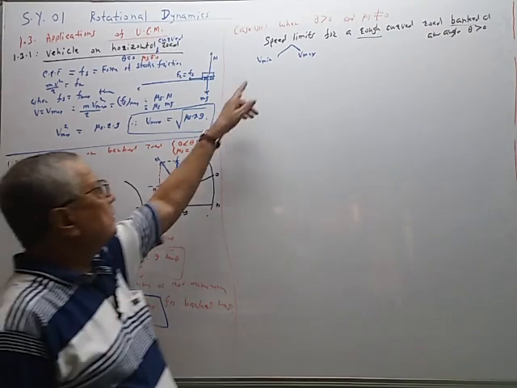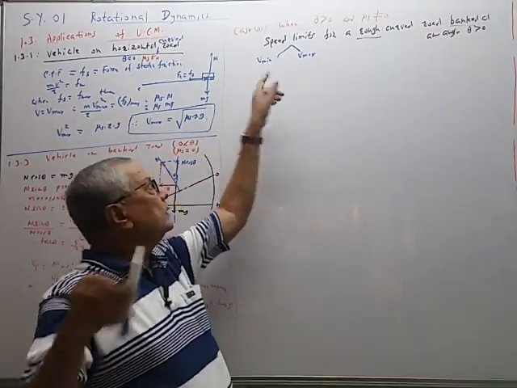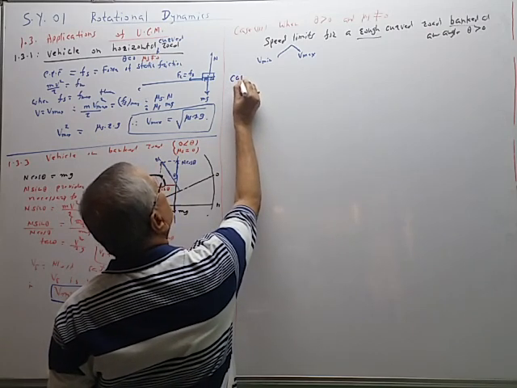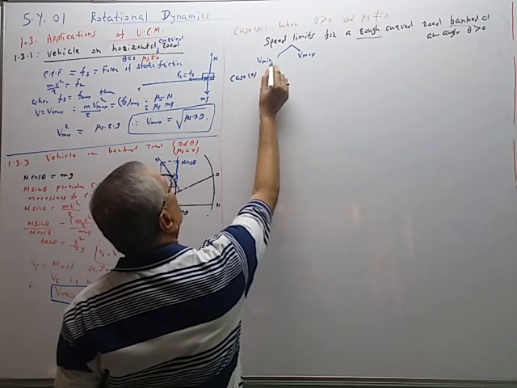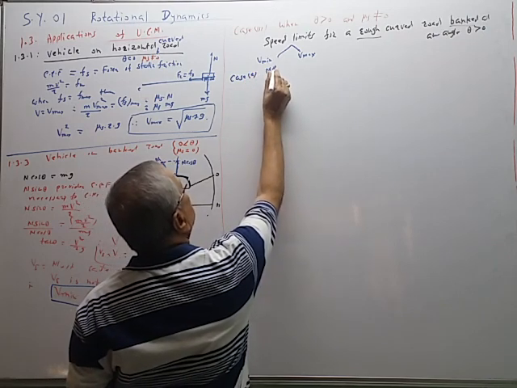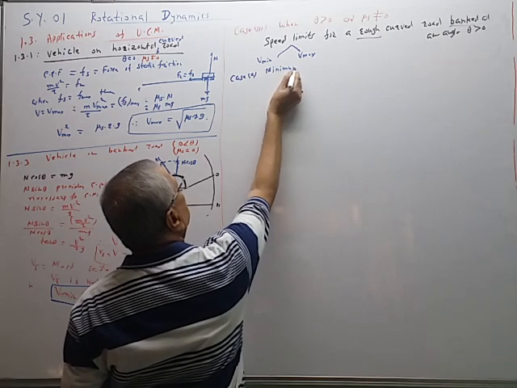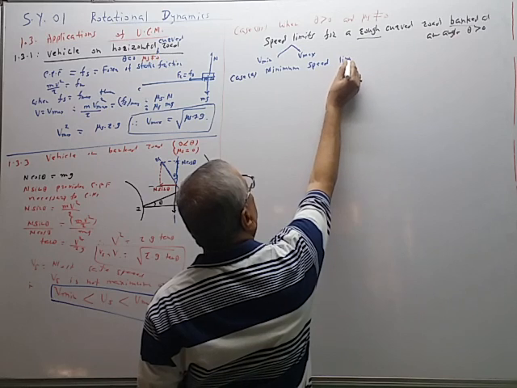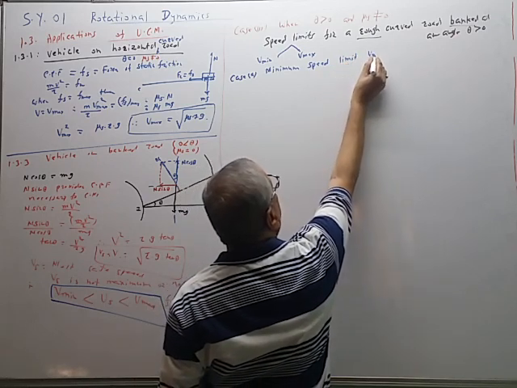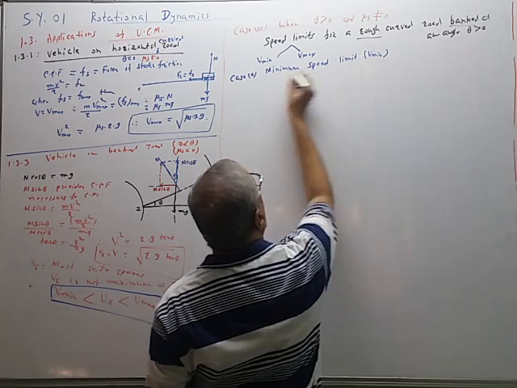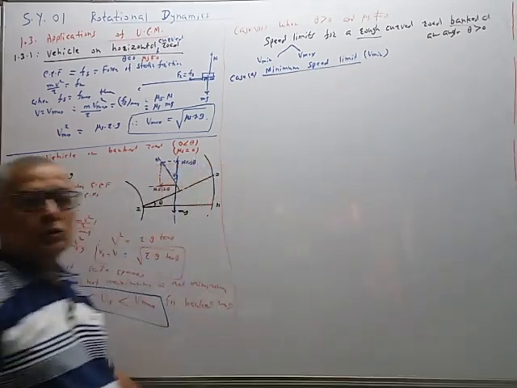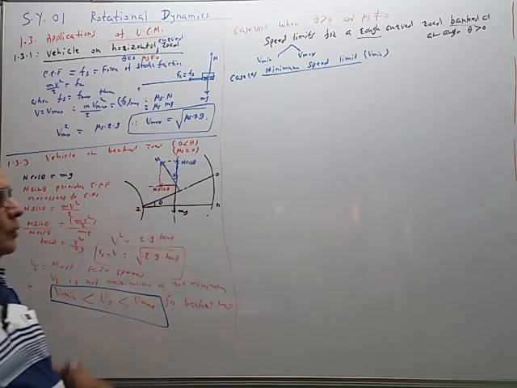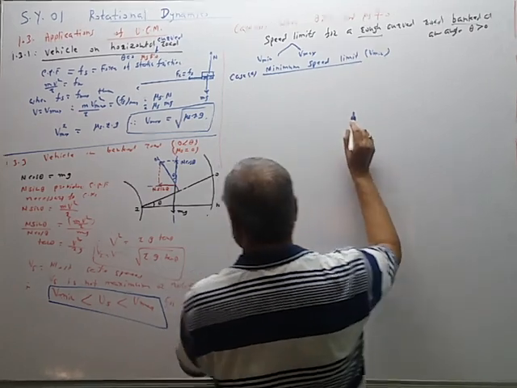So what to consider in this case? Case E. Minimum speed limit, V minimum. So the road is banked, so we will repeat this figure. Only we have to add the force of static friction like this one.